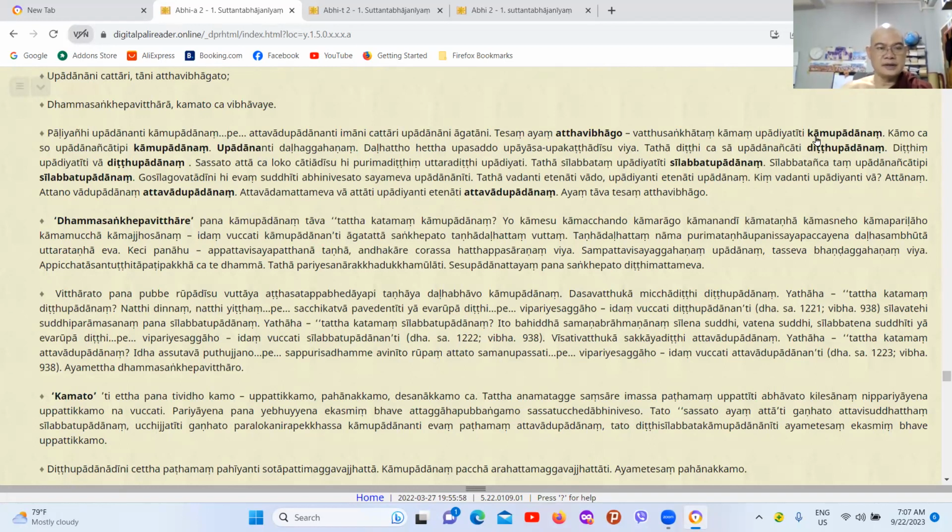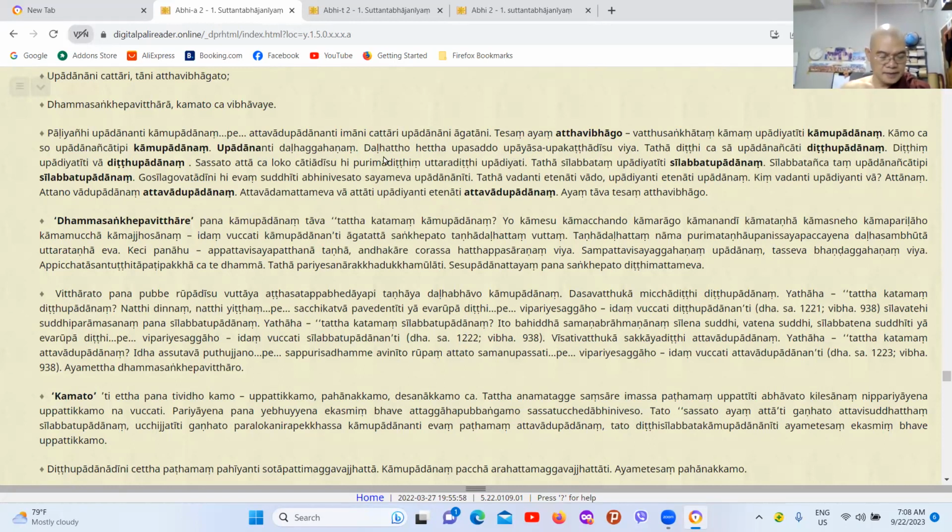Upadana, the meaning of upadana. Upadana means firm grasping. Dalhagahana. Here the word upa has the meaning of dalha, firmness, as in upayaso and upakattha. The word upa has the meaning of firmness, just like in the case of upayasa, upakattha. Those words have the meaning of dalha.